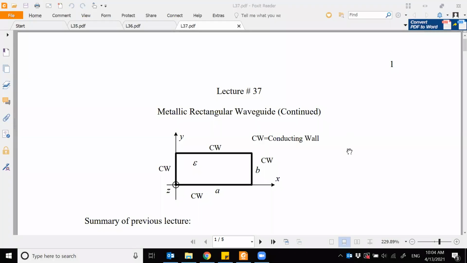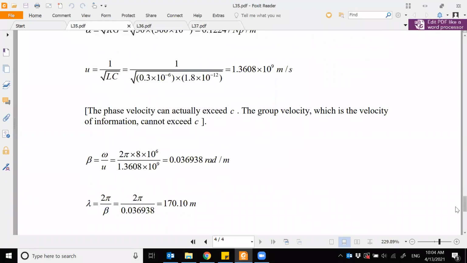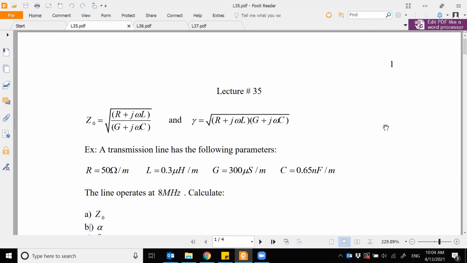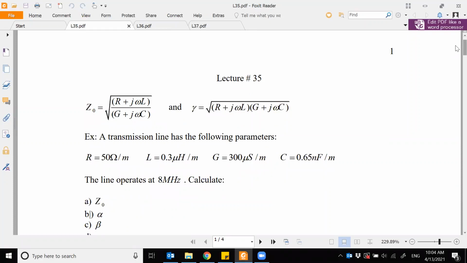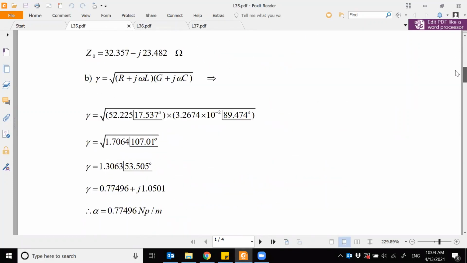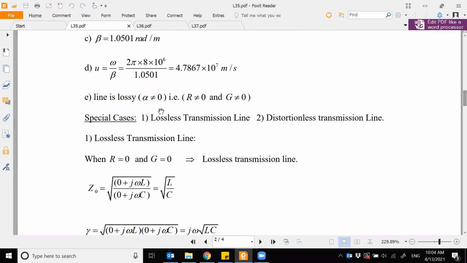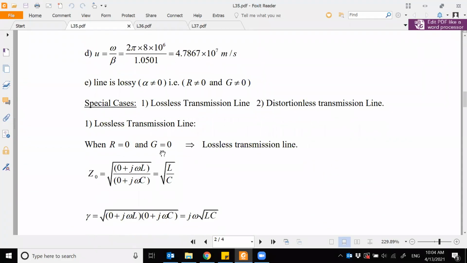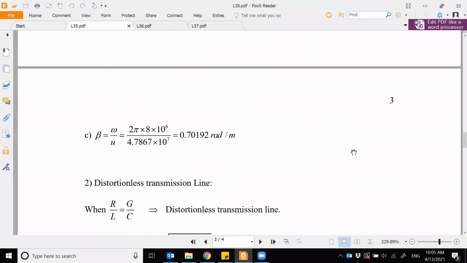So in the last class, we were looking at the transmission line, right? And we spent some time on the transmission line equations, which are the telegrapher's equations, and we solved an example. Then we looked at two special cases of transmission lines, the lossless case and the distortionless case, and the condition for each.